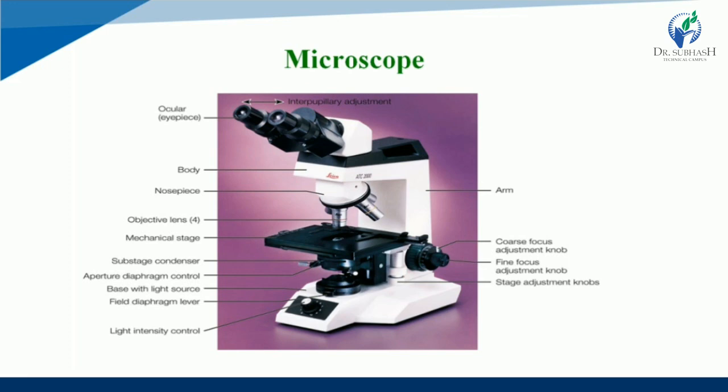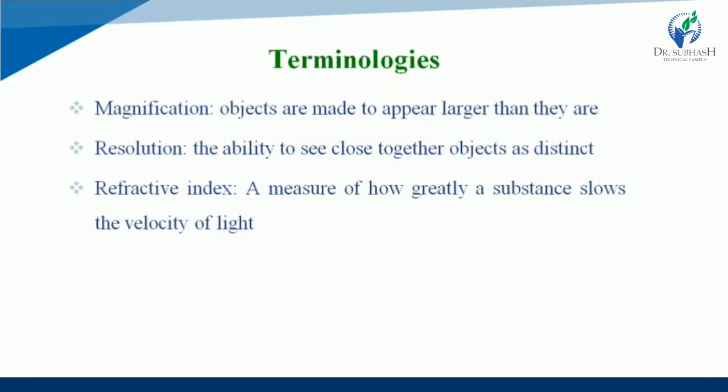And what is the role of each part? Next one is various terminologies we will use in this microscopy. So we use one terminology, magnification. What is magnification? So magnification means objects are made to appear larger than they are.